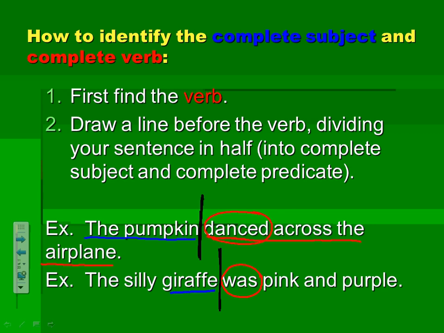And then I can identify clearly the silly giraffe is the complete subject because it is everything before the line, complete subject. And then my complete predicate starts with a verb and includes everything after it. Was pink and purple. If you were at first thinking pink and purple might be your verb, they're actually adjectives. Colors are adjectives. And so this is another clue that what I have here is a linking verb because I could say the pink and purple giraffe. So they're adjectives describing the noun. If you need more time for the slide, pause it and then click play when you're ready to continue.